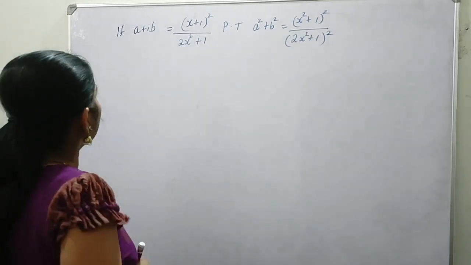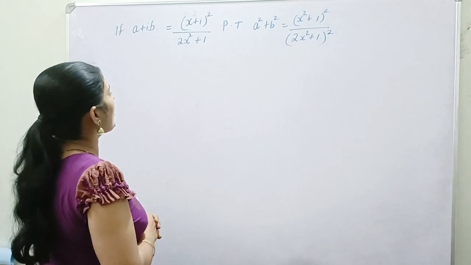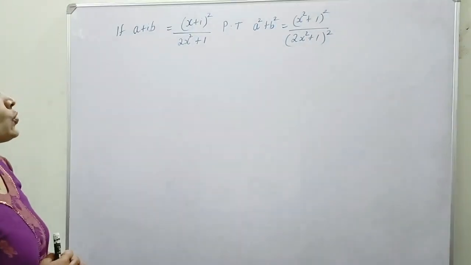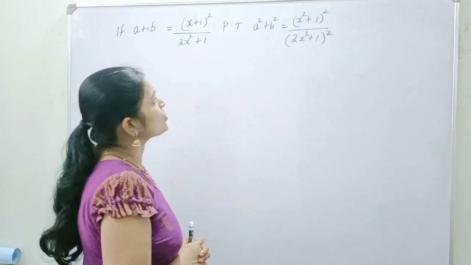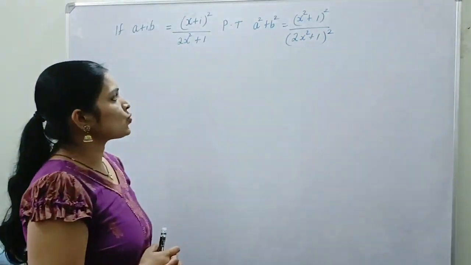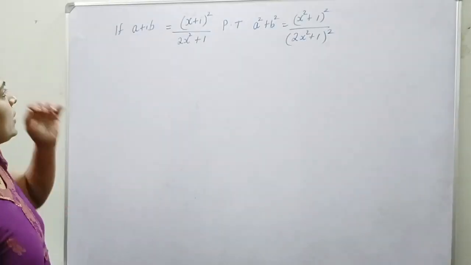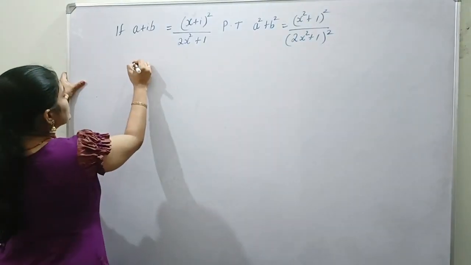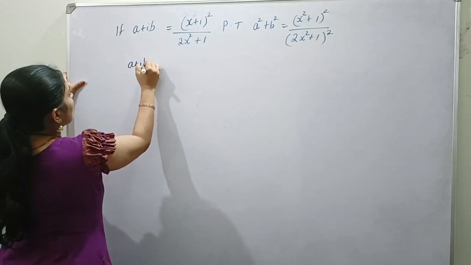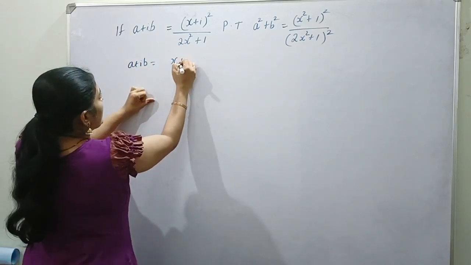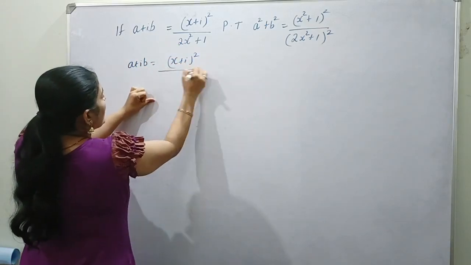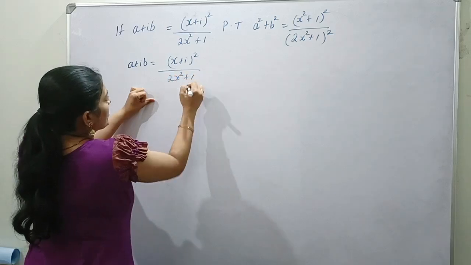Next question. If a plus ib is equal to (x plus i) whole square divided by 2x square plus 1, prove that a square plus b square is equal to (x square plus 1) whole square divided by (2x square plus 1) whole square. Now let us take this one. a plus ib is equal to (x plus i) whole square divided by 2x square plus 1.